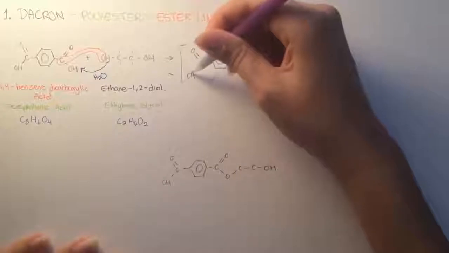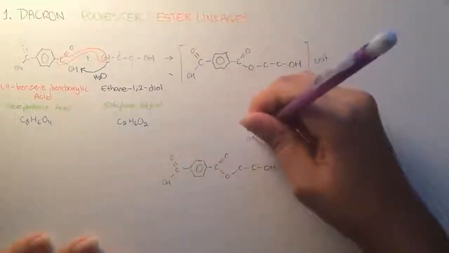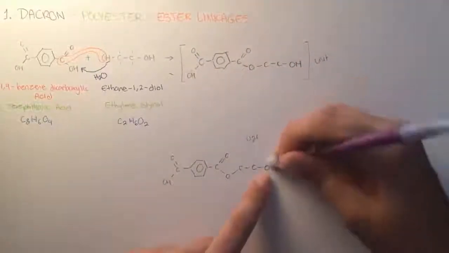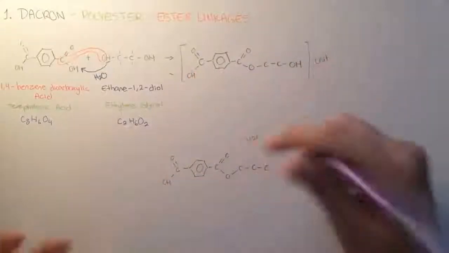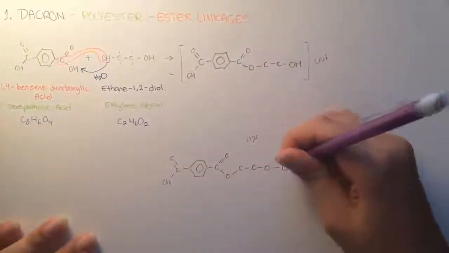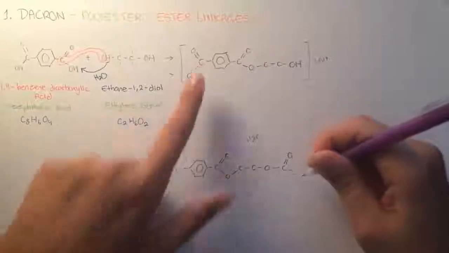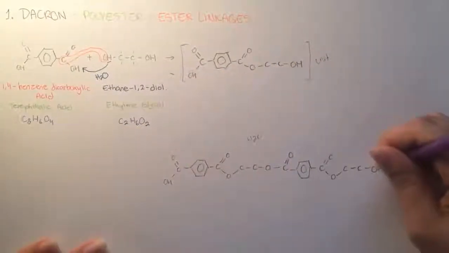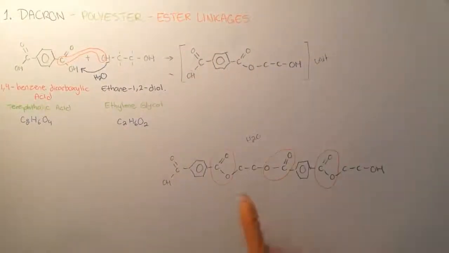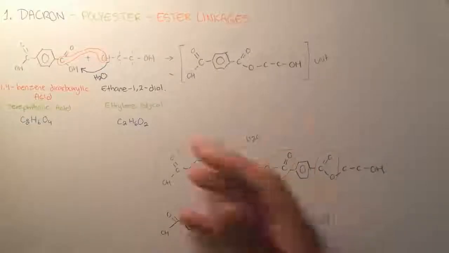So here we know that the OH and the H are going to create H2O, and then the oxygen is going to bond with the carbon. So we have C double bonded O, and then we just continue the whole chain, and then our OH. As you can see here, we have an ester linkage here, an ester linkage here, and another ester linkage here. And this is how the line structure would look.